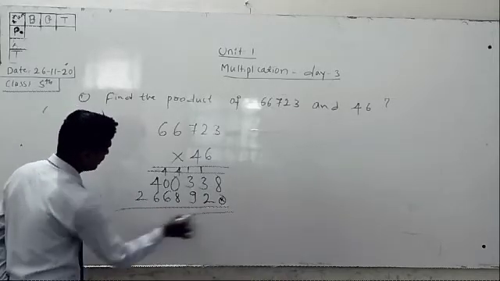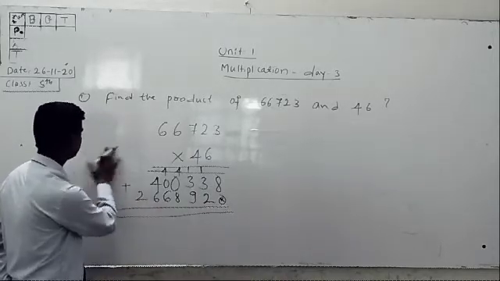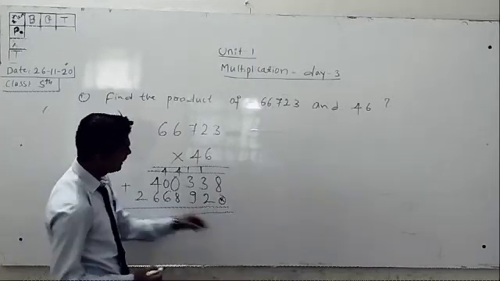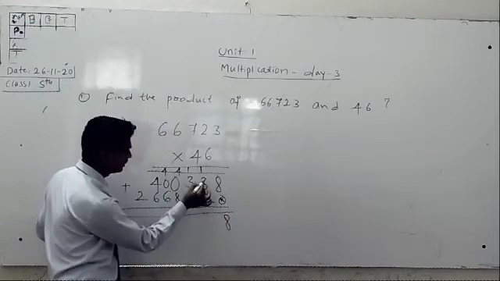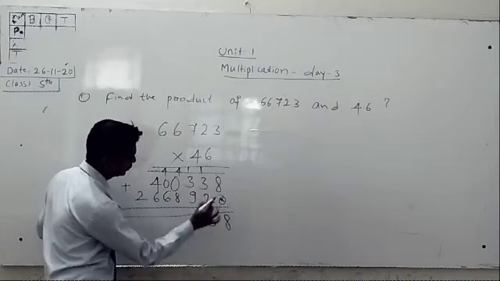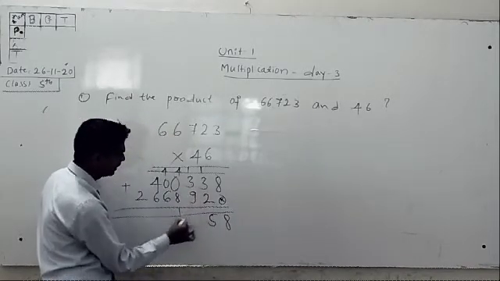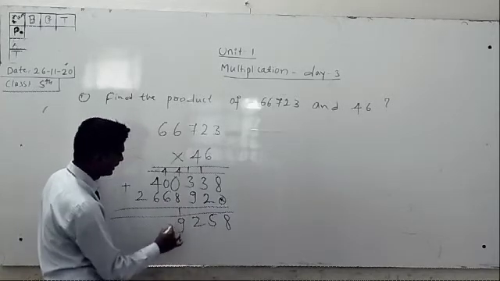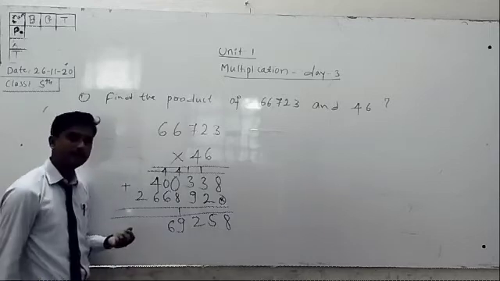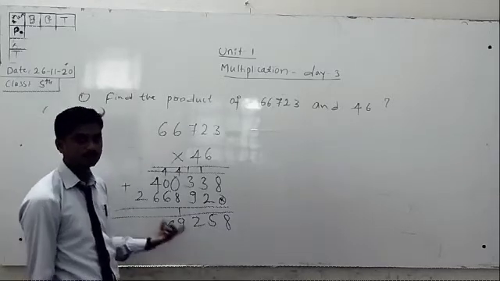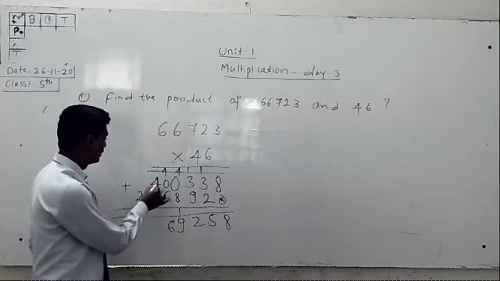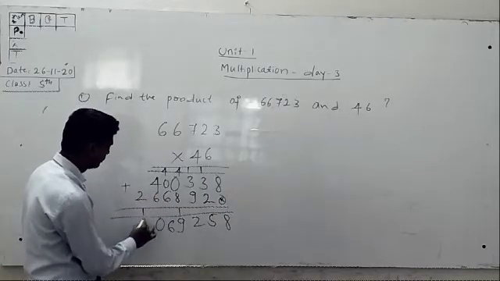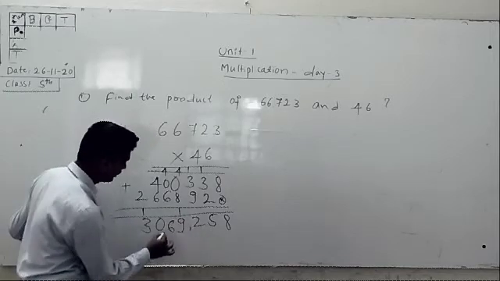Then you have to add the remaining. Yes or no? Then 8 as it is 8. Then 3 plus 2 is 5. 9 plus 3 is 12, 1 carry. 8 plus 1 is 9. 6 as it is, because when we add any number with 0, the answer should be itself. Then 4 plus 6 is 10. 2 plus 1 is 3. Then you have to put the commas.